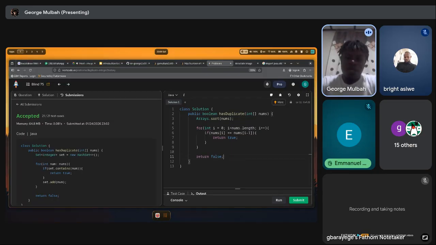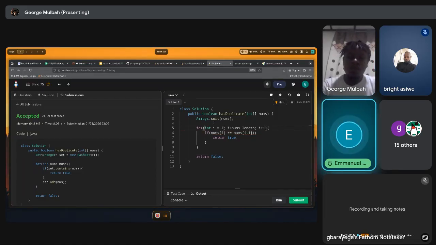Maybe they see it to be efficient currently, but if you run this solution, yeah, this one's supposed to be one.